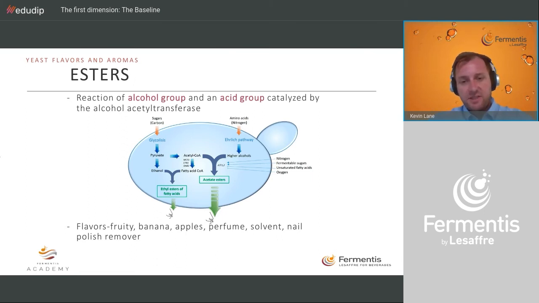Esters, again, this is really the basic overview of the two categories of esters produced, the ethyl esters of fatty acids and the acetate esters coming from the higher alcohols. Here, you can see higher alcohol is an intermediate step in the path. So from amino acid ingress to higher alcohol with acetyl-CoA, then producing the acetate esters. The ethyl esters really coming more from the glycolysis pathway, but both of the esters producing, the ester flavor profile being fruity, banana, apple, perfume, sometimes solventy or nail polish remover for some of the more negative esters.